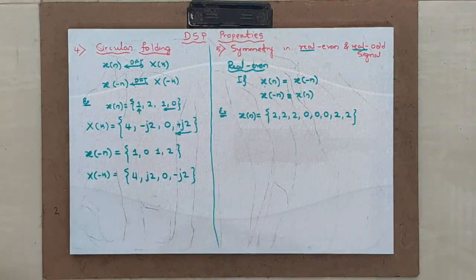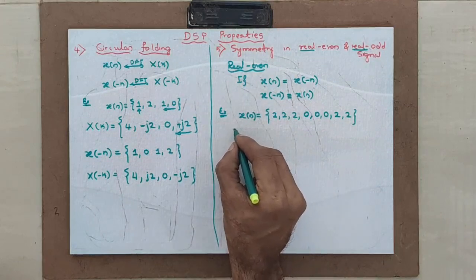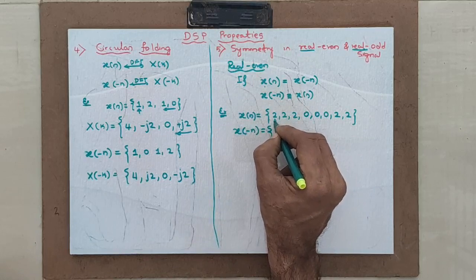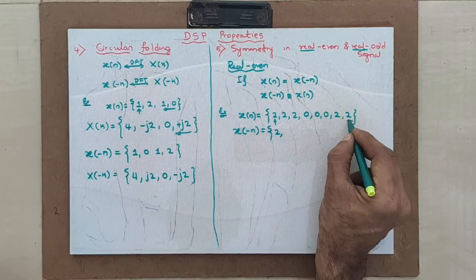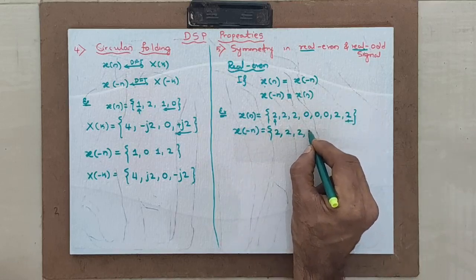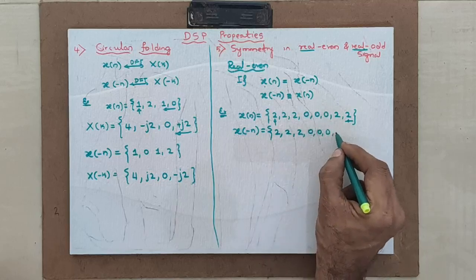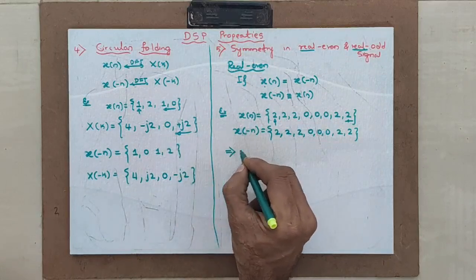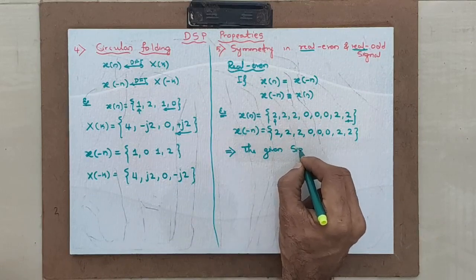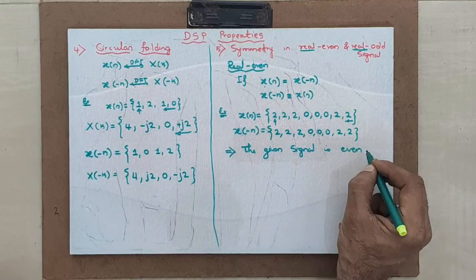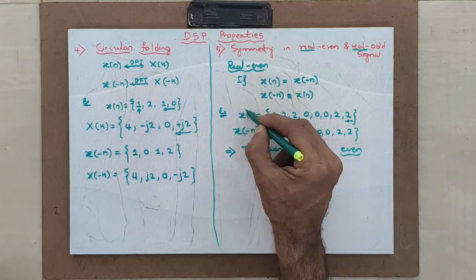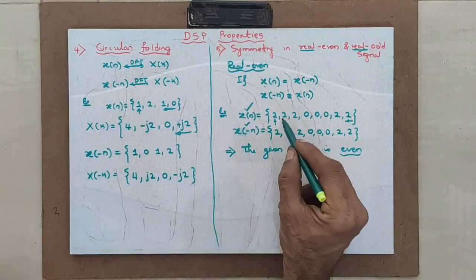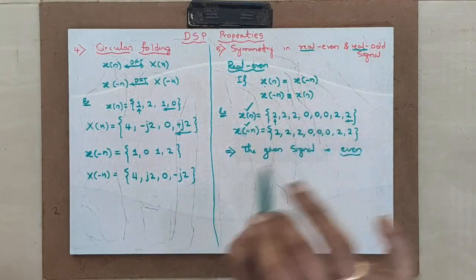Whether the signal is even or odd, how to find that? Already x of n is given. Fold it. Let me write x of minus n. You know how to write it. First you enter 2, and then read in the reverse way from here onwards: 2 2 0 0 0, then 2 2. Oh, both are the same, isn't it? x of n and x of minus n are the same. Hence the given signal is even. If the original signal and the folded signal are both equal, then I will say that it is an even signal. This is real even. Real because it is simply not complex, like 1, 2, 3 or 2, 2, 0, 1, minus 1. All these are there in the given signal.